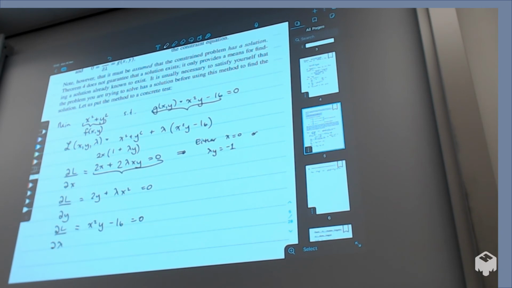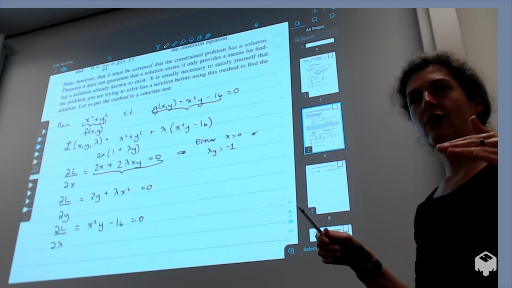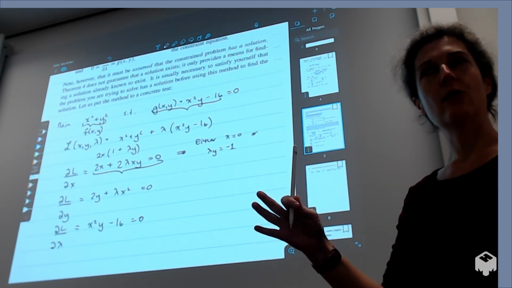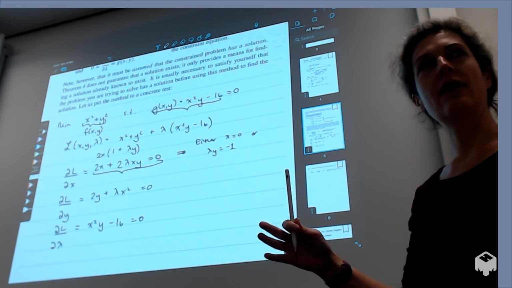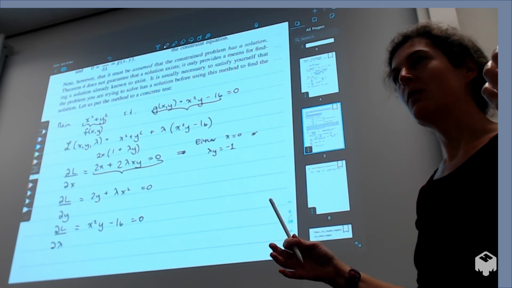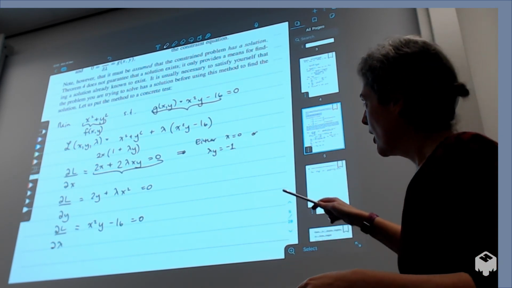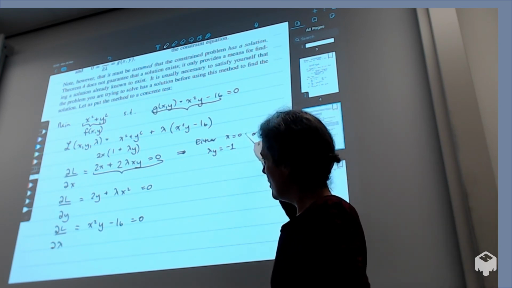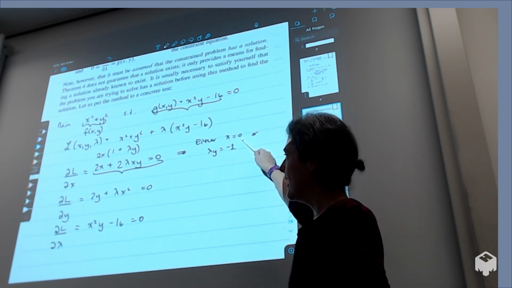Okay, so you could just dive in and straight solve these, but this is 3 equations and 3 unknowns and they're not linear. So using a bit of thought is helpful.